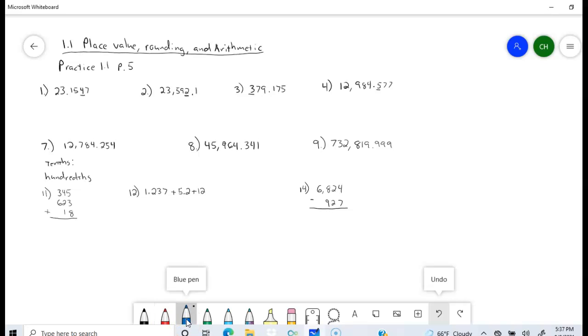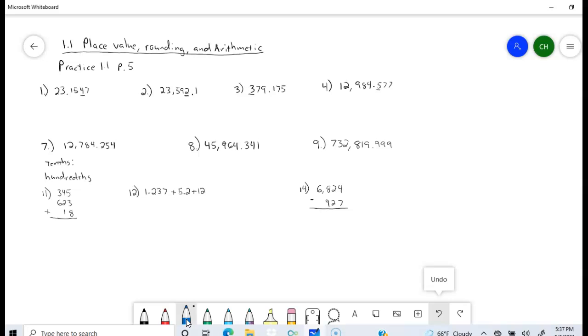Welcome to Pre-Algebra. This is Chapter 1, Section 1, Place Value, Rounding, and Arithmetic. We're going to look at some practice problems. This is all review. This is stuff you should have done before. We're just going to brush up on it, make sure that we're all on the same page, ready to go. So you're looking at page 5 in your book.